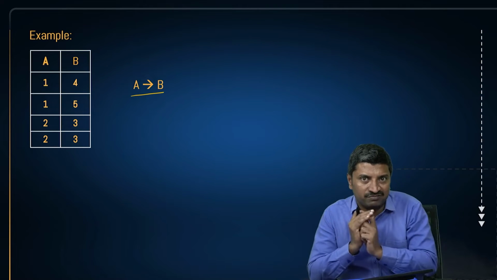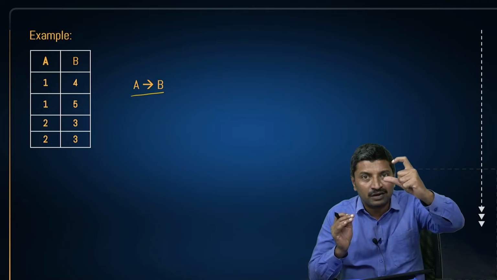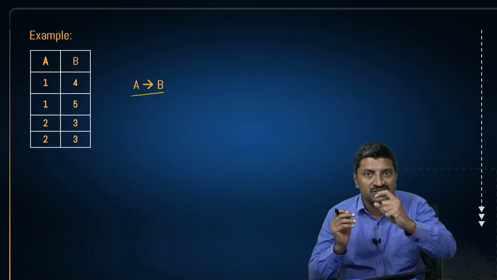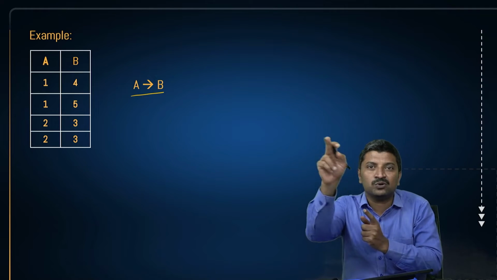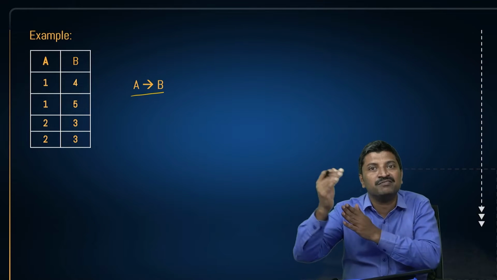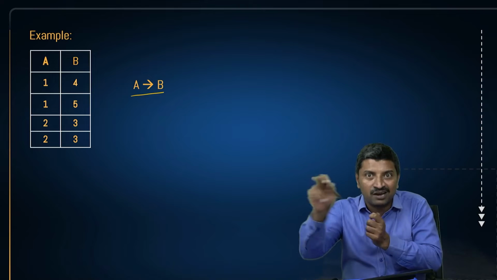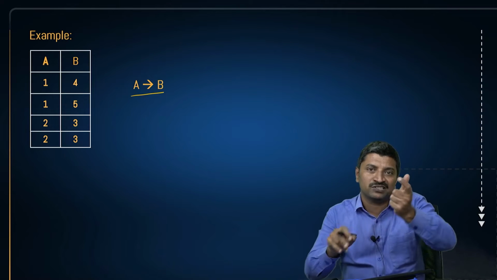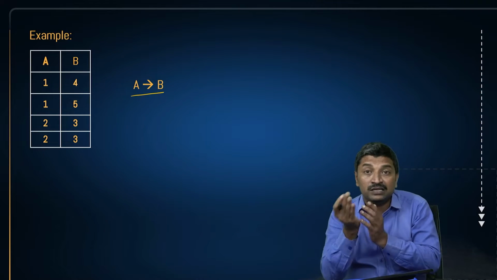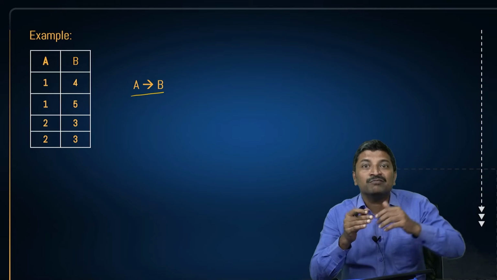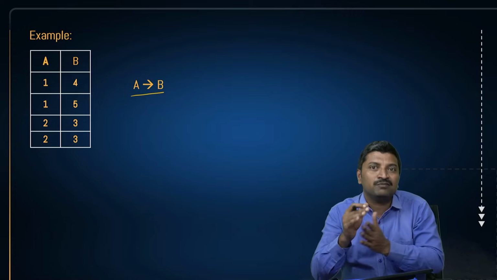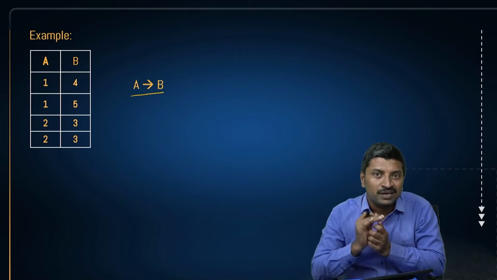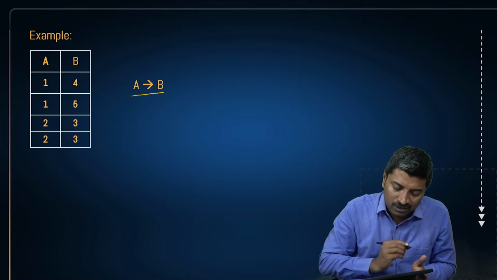First go to the column of A and verify whether there are any two tuples which are having same value for A. If they are having same value, then go to the corresponding values of B. Verify whether they are same or not. If they are not same, surely we can say the functional dependency has failed. If they are same, then we need to verify whether there are any more tuples which are having same value for A. We need to verify all those things also. Is that clear, sir?